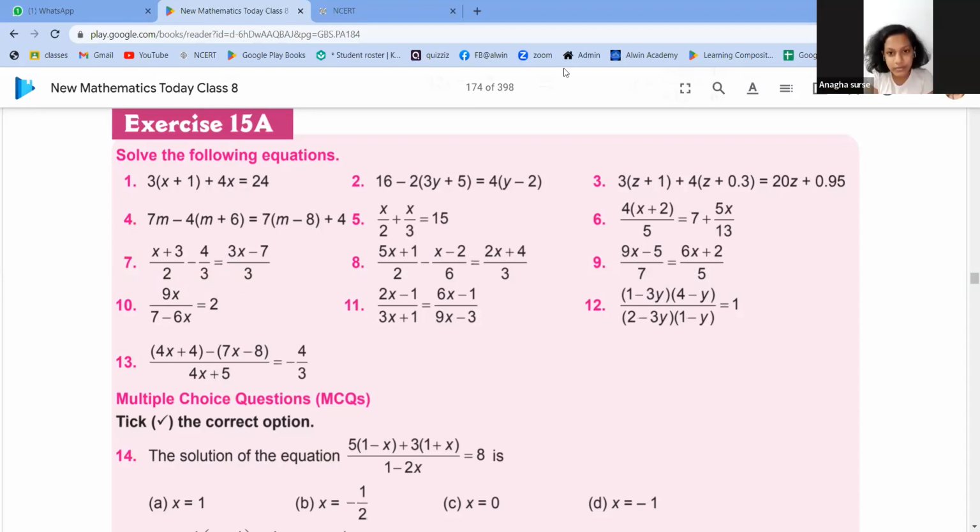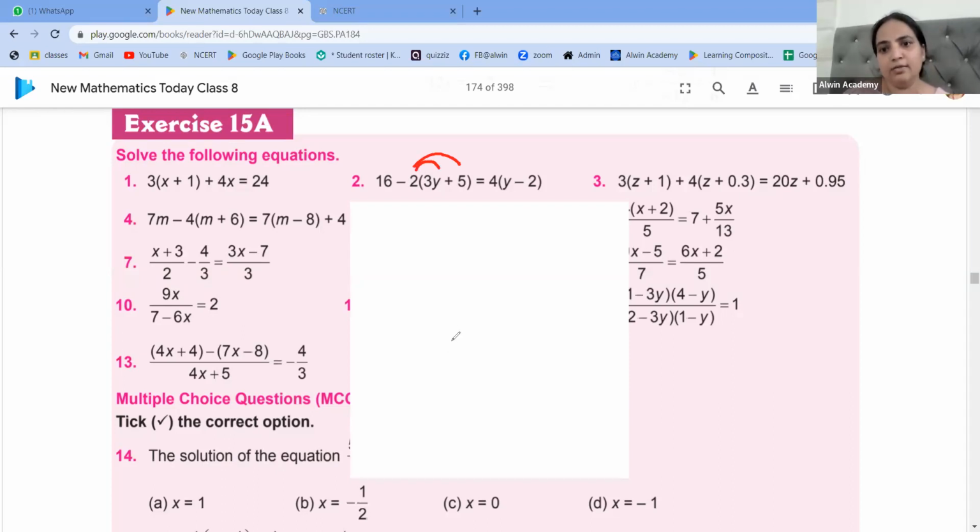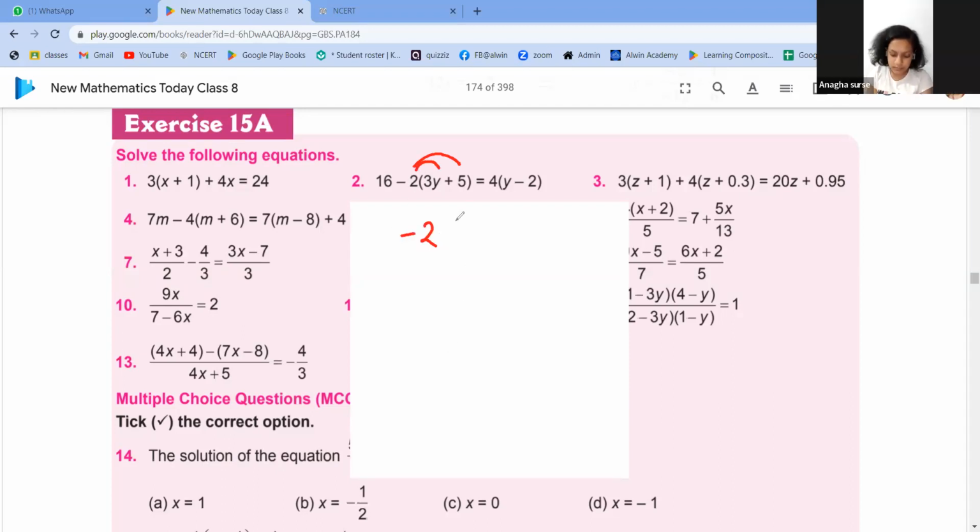Ma'am, I have a doubt. Yes, tell me. Ma'am, how do you distribute 2 in the bracket in the second question? So you're asking how to distribute this 2 over both the things, right? Yes, ma'am. Okay. So let's do it.